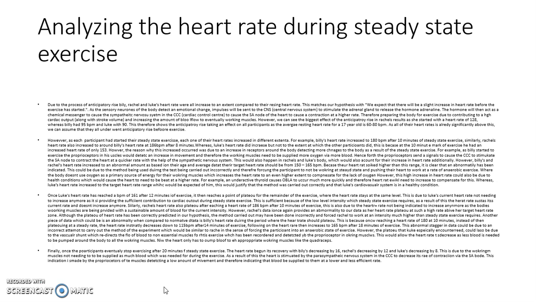Finally, once the participants eventually stop exercising after 20 minutes of steady-state exercise, the heart rate began its recovery, with Billy's decreasing by 16, Rachel's decreasing by 12, and Luke's decreasing by 8. This is due to the working muscles not needing to be supplied as much blood, which was needed during the exercise. As a result of this, the heart is stimulated by the parasympathetic nervous system in the CCC to decrease its rate of contraction via the SA node. This indication is made by the proprioceptors of the muscles detecting a low amount of movement, and therefore indicating that blood needs to be supplied to them at a lower and less efficient rate.